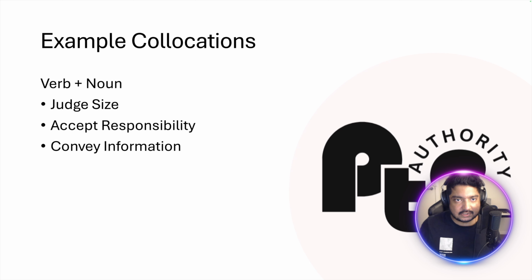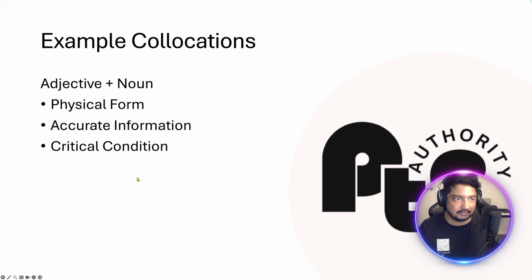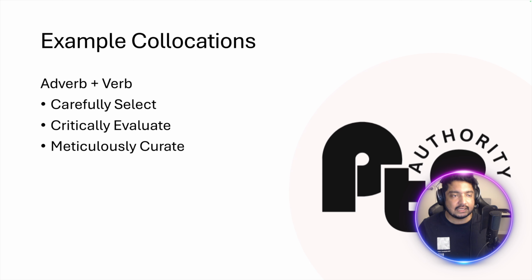Here are some examples of collocations that are commonly seen. We've seen three types of collocations. The first one is verb and noun. Here are some examples: judge size, accept responsibility, convey information. The next type is adjective and noun: physical form, accurate information, critical condition. These are examples of adjective plus noun collocations. The last one is adverb plus verb: carefully select, critically evaluate, meticulously curate.